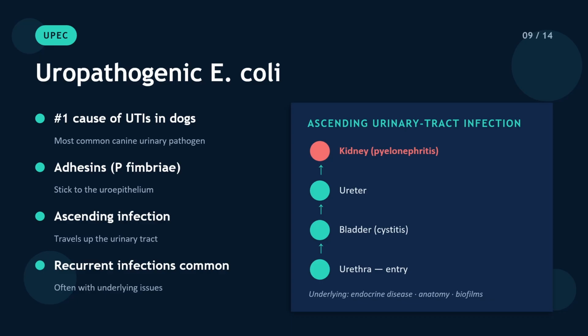UPEC is the #1 cause of urinary tract infections in dogs. These strains have adhesins, especially P fimbriae, that allow them to stick to the uroepithelium and ascend the urinary tract. Recurrent infections often involve underlying issues like endocrine disease, anatomic abnormalities, or biofilms.